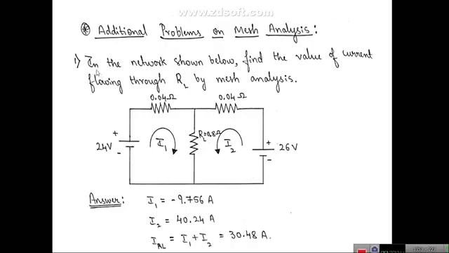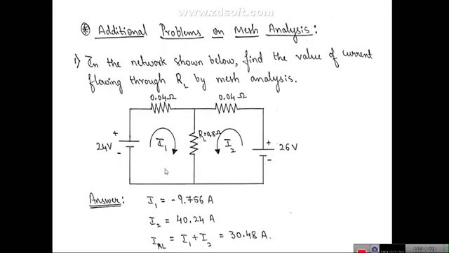In this first network, shown below, find the value of current flowing through RL. So this is the resistor RL, and we are asked to find the current through this RL. As per the direction of the meshes I1 and I2, I1 plus I2 is nothing but the current through RL.